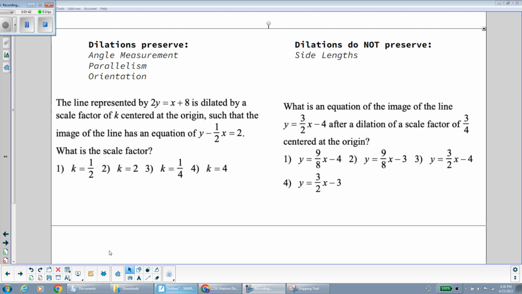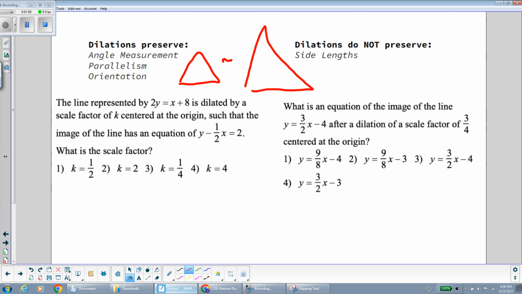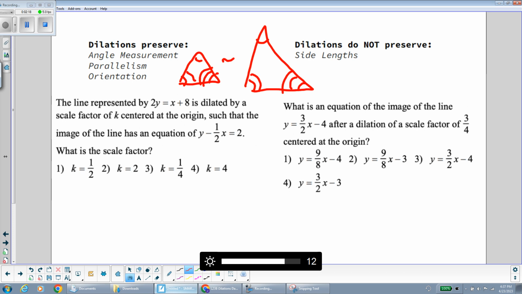So a couple of things about dilations. Dilations preserve angle measurement. Since dilations change the size of a shape, they don't make congruent figures. What they make are similar figures, because they make figures that have proportional sides by a certain scale factor. So dilations do not preserve side lengths. The sides change, they get either bigger or smaller. But since the triangles are similar, since their corresponding sides are proportional, the angles stay the same. Remember, similar triangles have proportional sides and congruent angles. So under a dilation, sides change, but they are proportional. Angle measurements stay the same.